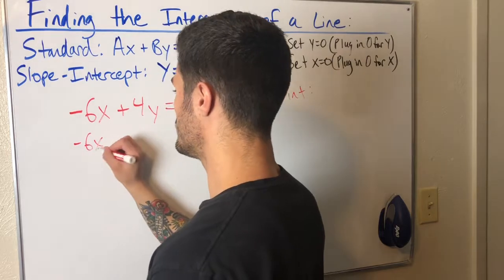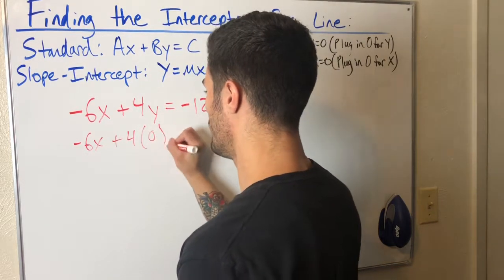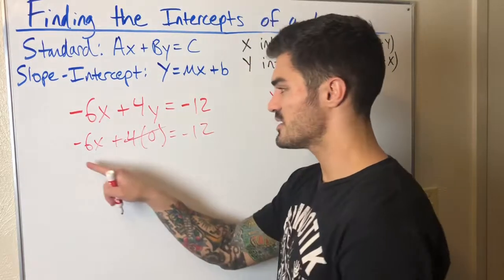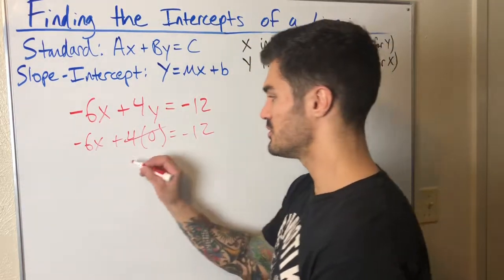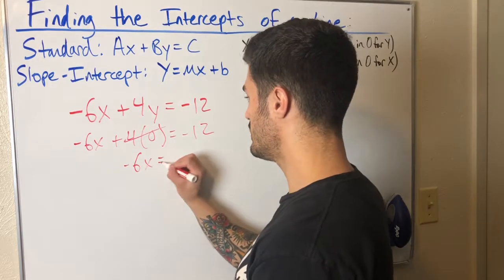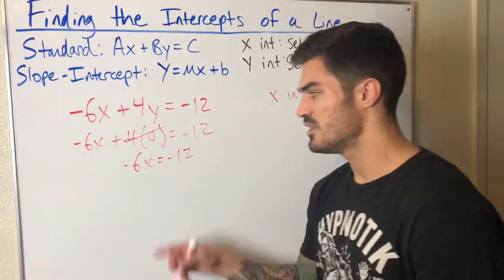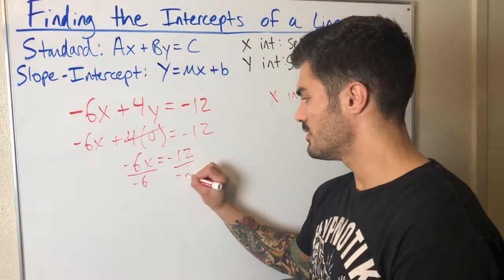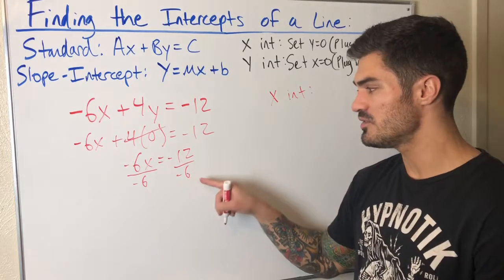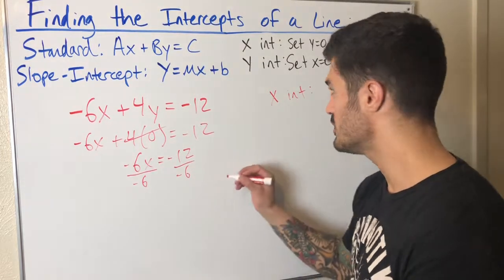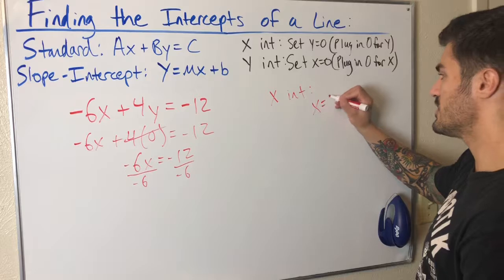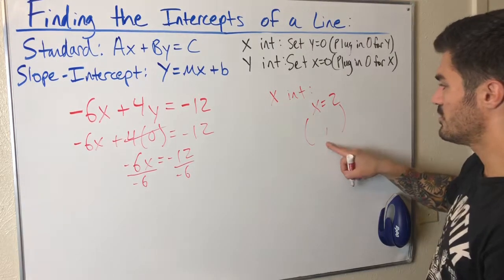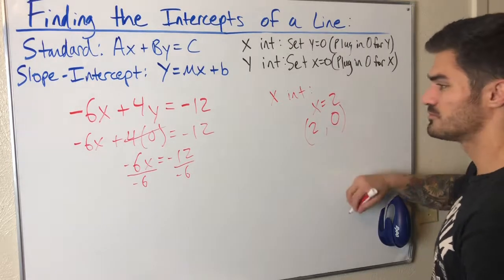What does that give me? Negative 6x plus 4 times 0 equals negative 12. So this 4 times 0 just goes away because that's negative 6x plus 0, which is just negative 6x. And this equals negative 12. Now I divide both sides by negative 6. Ooh, we got a nice number. So a negative divided by a negative is a positive, and 12/6 is just 2. So I have x equals 2, and that's my x-intercept. And as a point, my x is 2, and my y is 0.